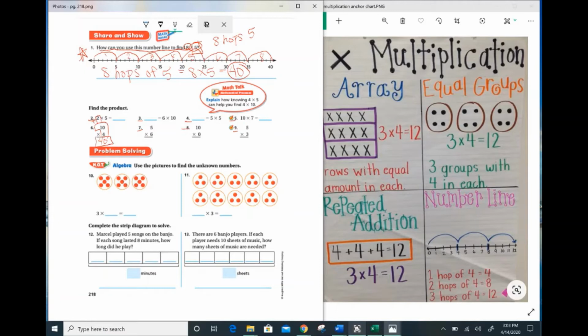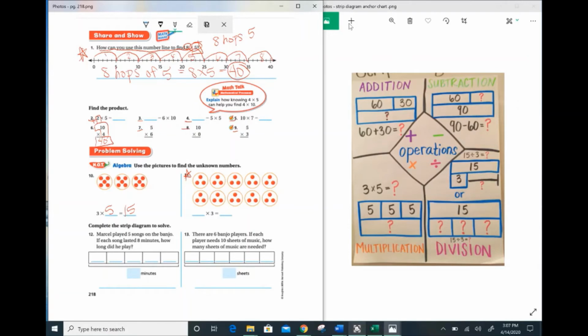Let's do number 10 together. So I know that I have 3 groups, and in each group I have 5. So we have 3 there, and in each group we have 5. So 3 times 5 is equal to 15. Go ahead and do 11 by yourselves.